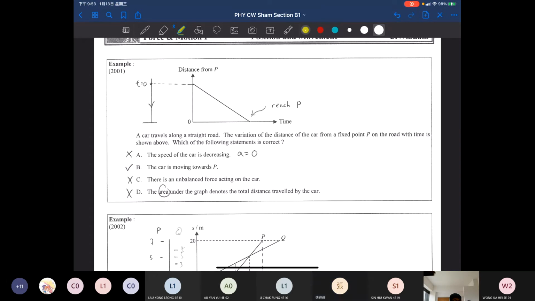Okay. You can see the variation of the distance of a car from fixed point P is the distance. So in this one, distance equals zero is P. At last, the distance is zero, which means that the distance between the car and P is zero. Then it is moving towards P. Okay. There is an unbalanced force acting on the car because the acceleration is zero? Therefore, no unbalanced force. The area under the graph denotes the total distance traveled by the car. Okay. That is not correct. The area of a distance time graph has no physical meaning.